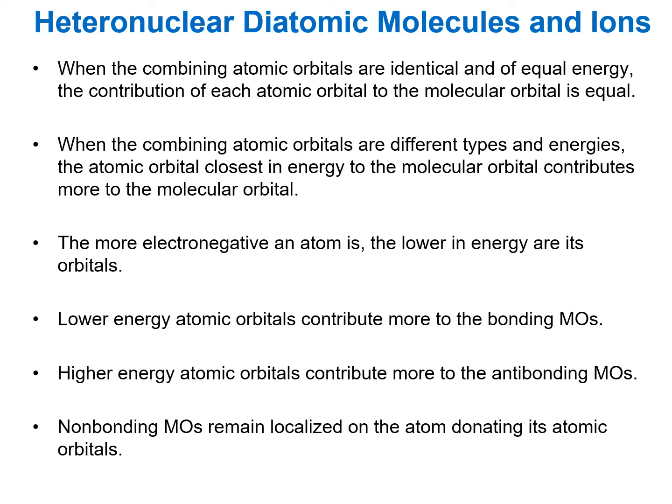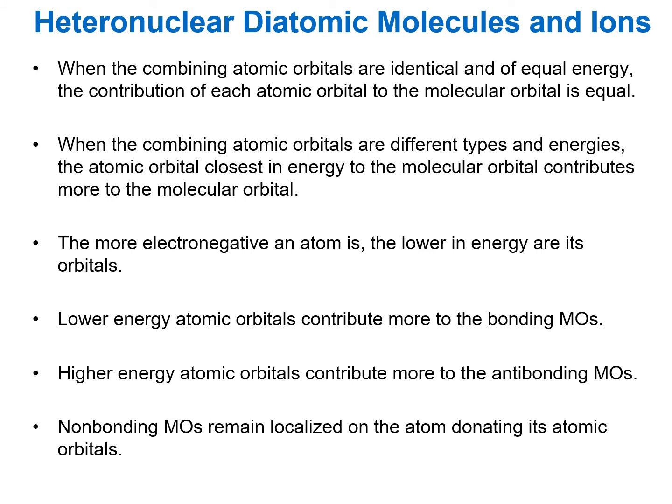So far, we have been combining atoms that were the same, like a couple of carbons, a couple of hydrogens. What happens if the atoms that we try to combine are not the same? Well, we would say that they were heteronuclear diatomic molecules or ions. And here are some rules about them.